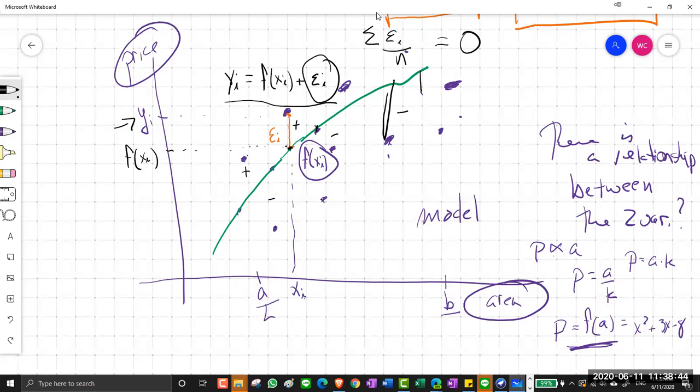Okay, so we kind of hope for that situation. We hope that the epsilons, when you look at all of them together, end up being 0. And actually, people spend time thinking about the epsilon, about what it looks like and how it behaves and so on. But let's go on.